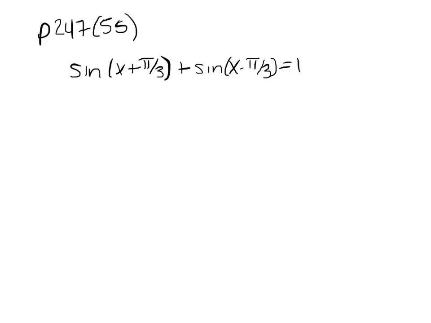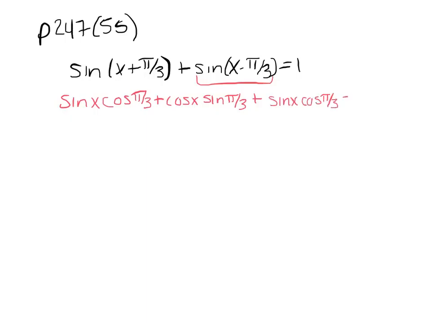All right, so we're supposed to solve for x. So what I'm going to do is use the summation formula for sine and then the difference formula for sine. Going through the formula, it says take the sine of x times the cosine of pi over 3, plus the cosine of x times the sine of pi over 3, plus, and now I'm going to go through the difference formula for sine here. So I've got the sine of x, the cosine of pi over 3. This time it'll be a minus cosine x sine of pi over 3 equals 1.